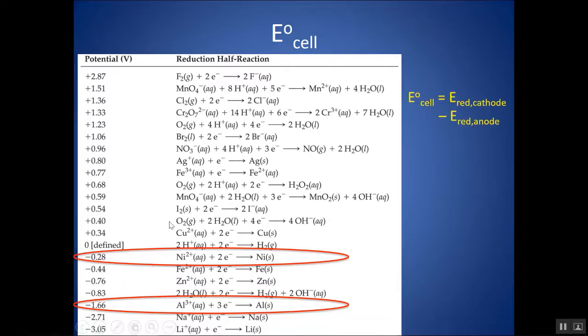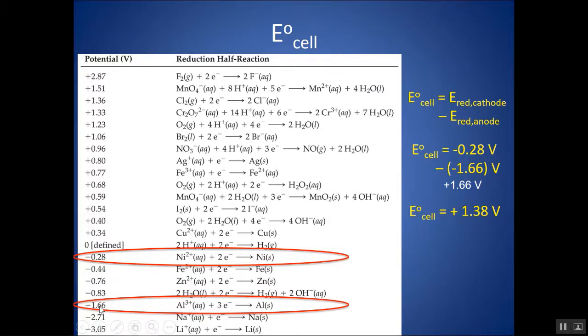Or if you don't want to remember to flip the sign each time, you could just remember you're taking the potential of the cathode half reaction, the reduction half reaction, because that's unchanged, and subtracting from that the reduction potential at the anode, because this one is actually flipped. So in this case I would be doing negative 0.28, subtracting from it the negative 1.66, which, as I said, is the same thing as if I actually flipped this and added them together instead. Negative 0.28 plus 1.66. Either way, you would get the same answer. Just don't do both. Don't subtract and flip.